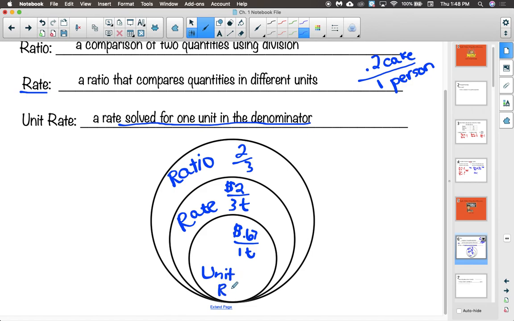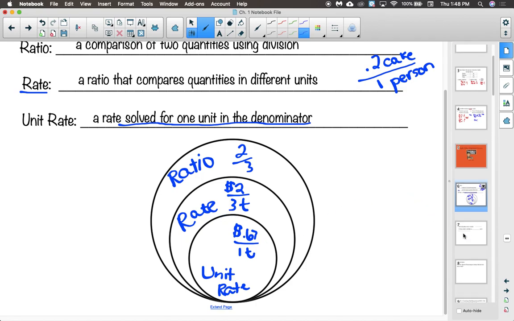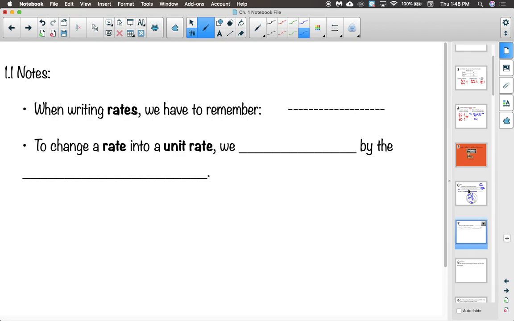Okay, so everything in this circle is a ratio. Every single example is a type of ratio, but if I go a little bit more specific and I add units, now I'm calling it a rate. And if I go a little more specific and I solve for the 1 in the denominator, now it's called a unit rate. But they're all related. This diagram is going to be very beneficial, hopefully, to help you understand the relationship between rates, ratios, and unit rates. Sorry.